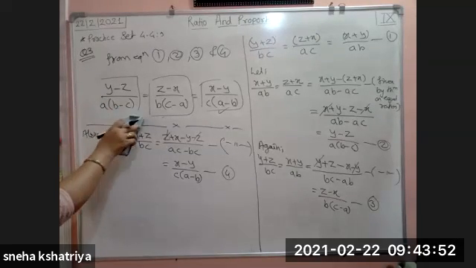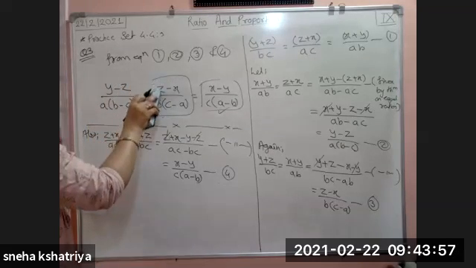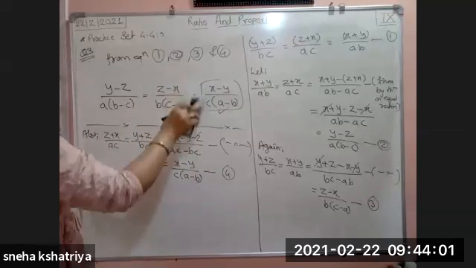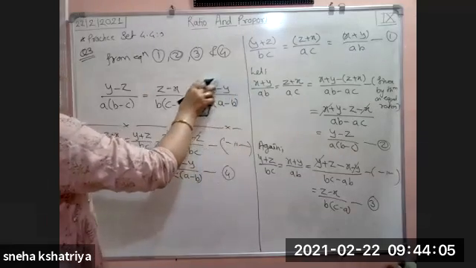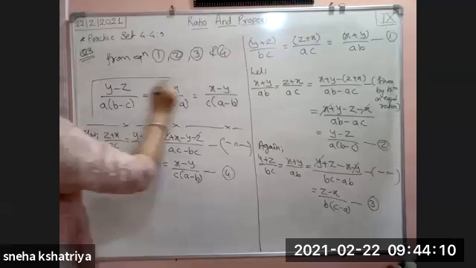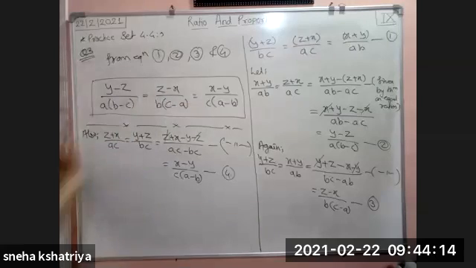Very simple examples are there. You have to just do the adjustment. If you do proper adjustment, you will get your answers easily. I'll rub this so that you can get the answer. This is your answer. From equation 1, 2, 3 and 4, this is equal to this. I hope you have understood all the examples.